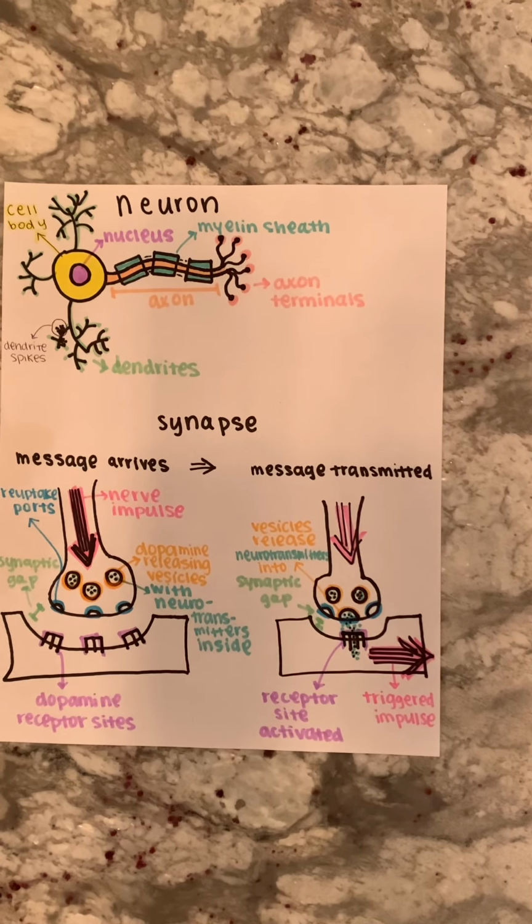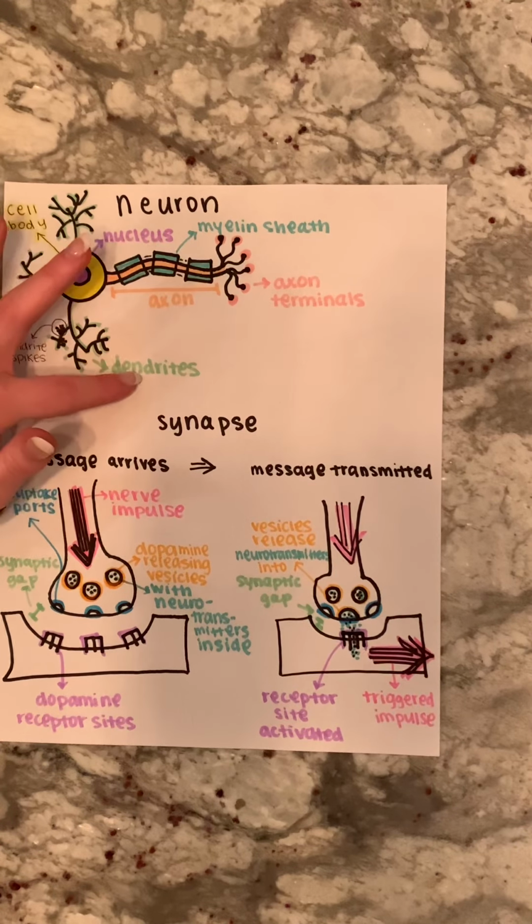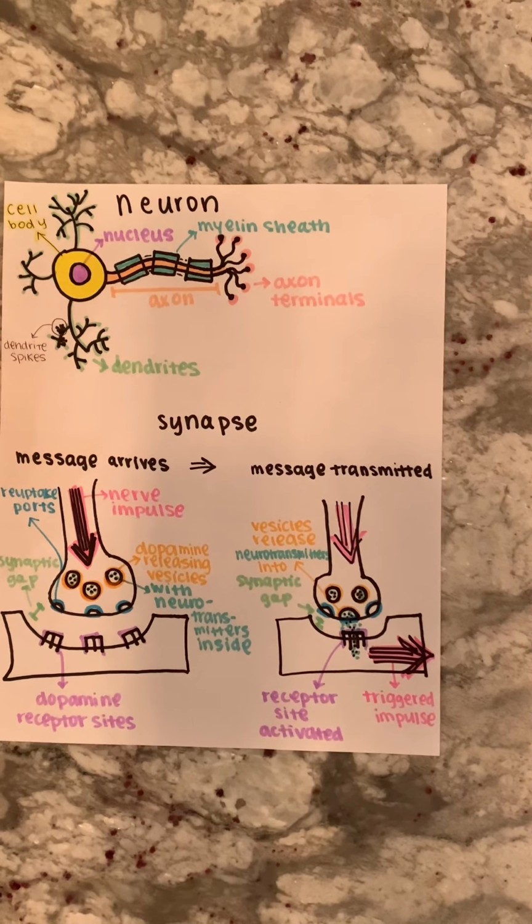Within the cell body or soma is the nucleus, and attached to the cell body are the dendrites, which are these green things right here. Dendrites are what receive signals from other nerve cells, and then they pass those signals on to the cell body, or the soma.